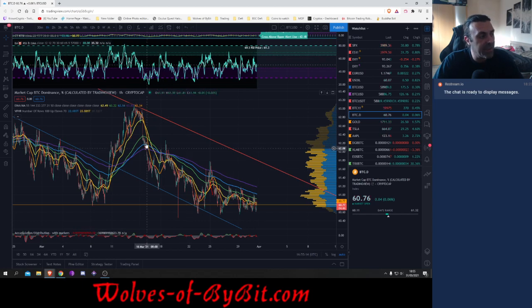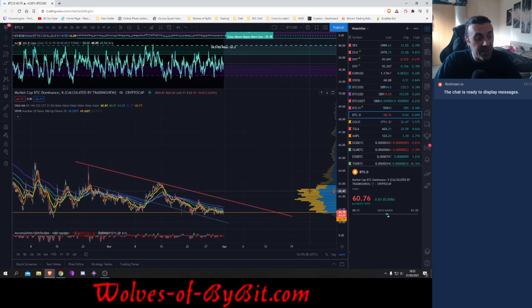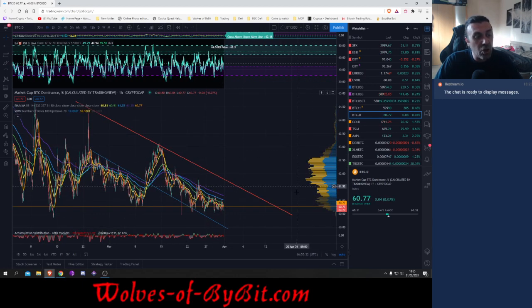So all you can see right now is the behavior. You can see lower highs, lower lows. Here, same thing, lower highs, lower lows. And right here, just some sideways action landing on the support line. And sadly enough, there is a lot of volume sitting on top.